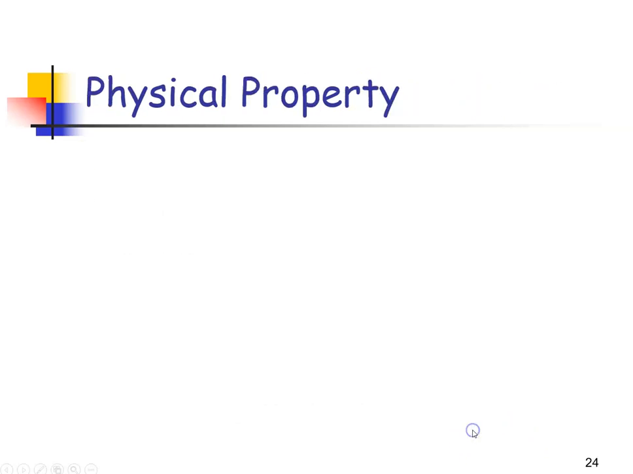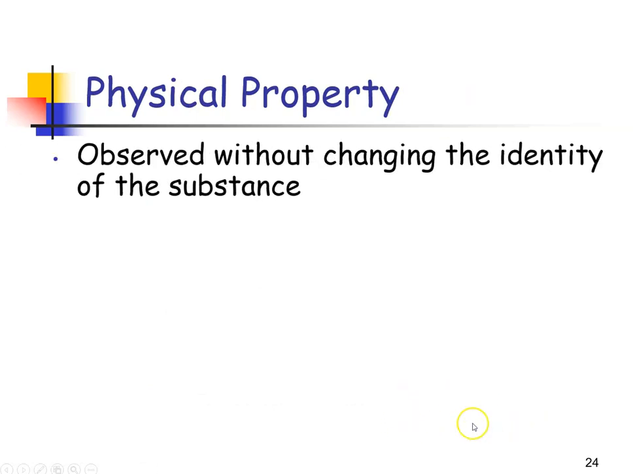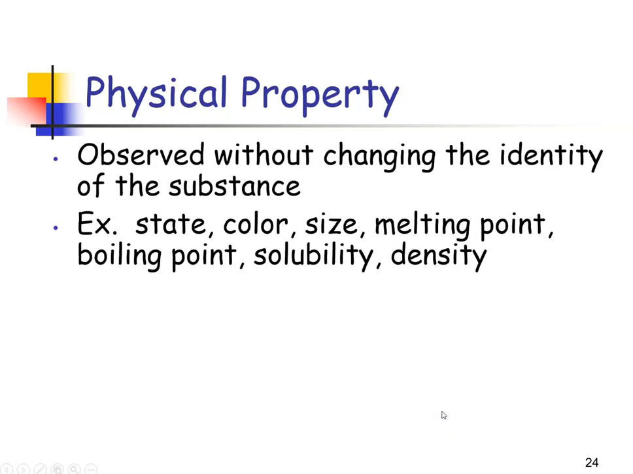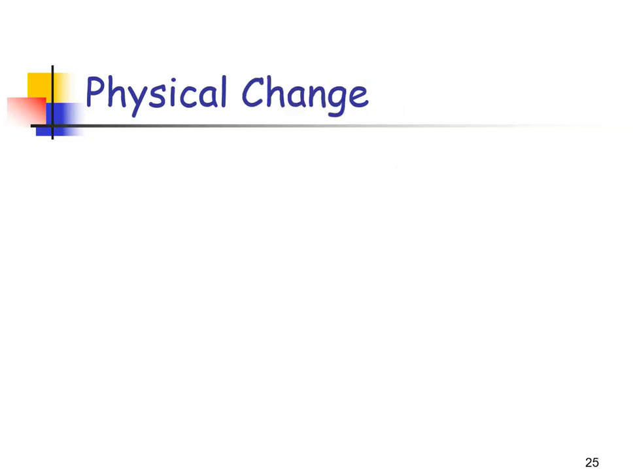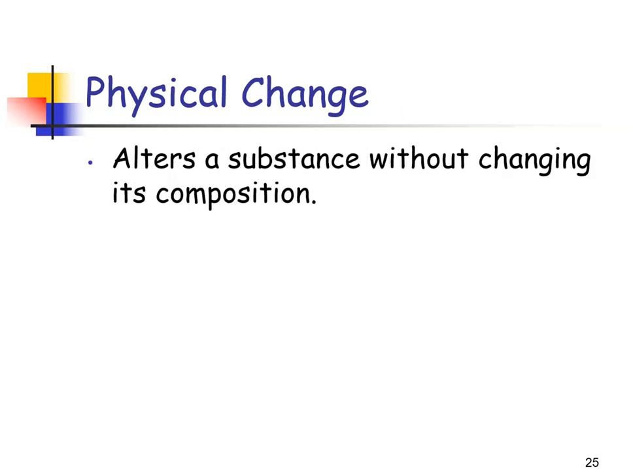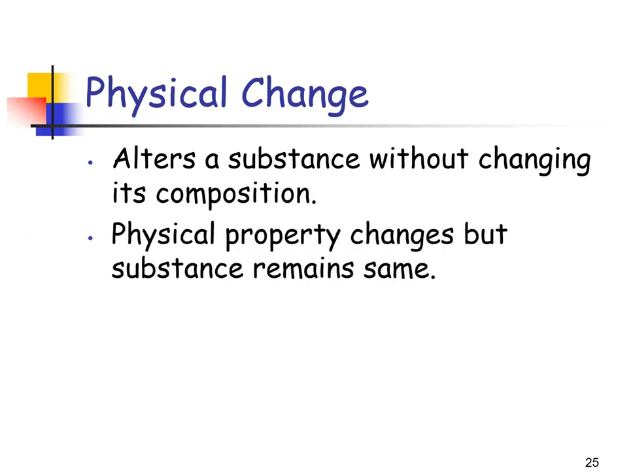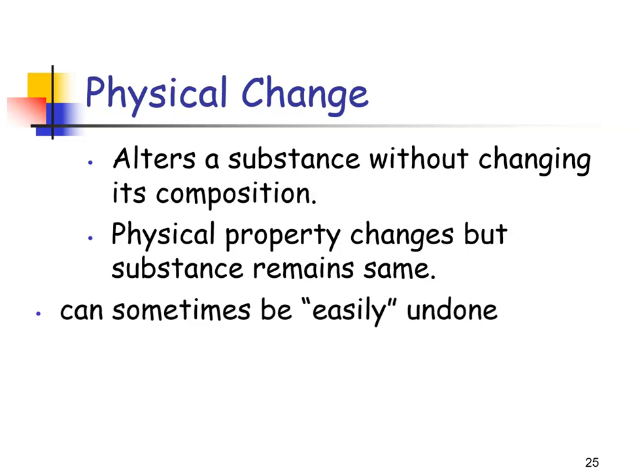All right, so we're going to go on and talk about physical and chemical properties. So physical properties are going to be able to be observed without changing the identity of a substance. So changes in state, color, size, melting point, boiling point, solubility, and density are all examples of physical properties. Okay, so a physical change is going to change the substance without changing its composition. And that means that what the substance is will stay the same, even though something about it physically changes.